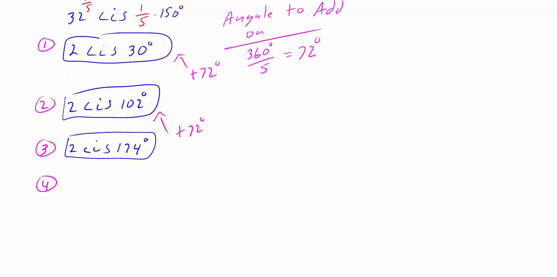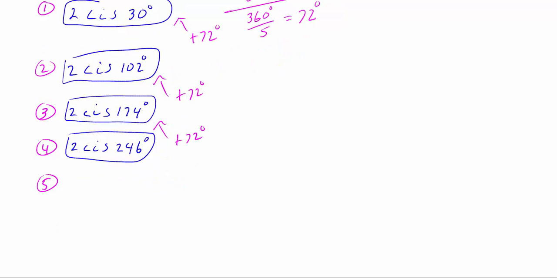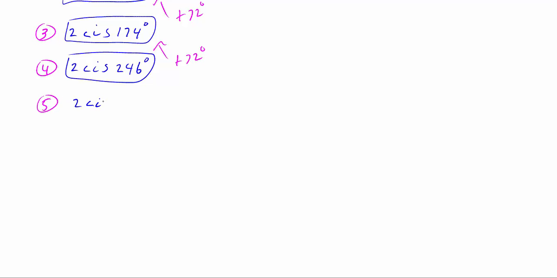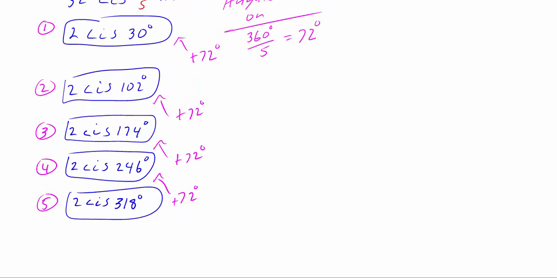And then if we're looking for the fourth one, it's simply 2 CIS, and we're going to add again to 174 another 72 degrees, and we would end up with 246 degrees. And then for the final root, we would once again add on 72 degrees. So we would have 2 CIS 318 degrees. And again, we get that by adding on 72 degrees.